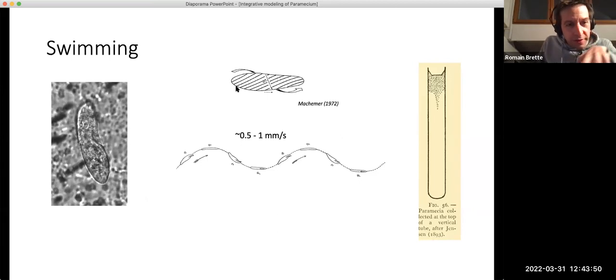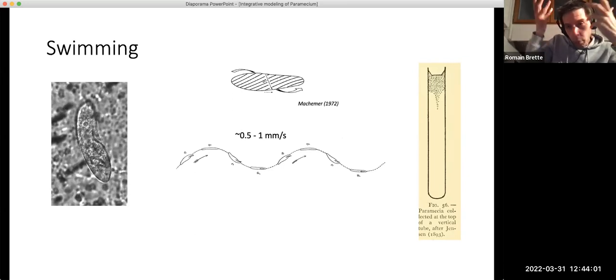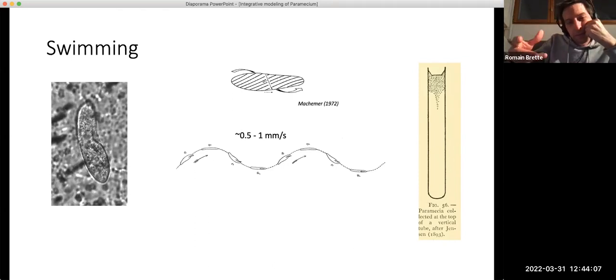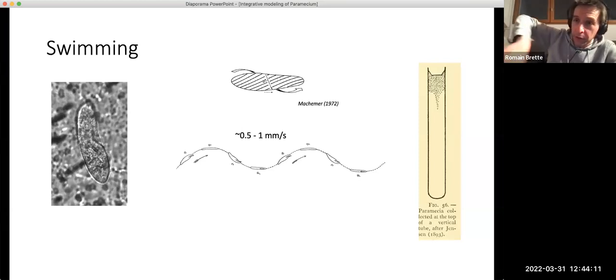Okay, so on the left, you see an immobilized paramecium against the filter. And so you can see the cilia beating. They beat very fast, like 20 hertz. And that produces a wave. It's called a metachronal wave on the body. And this wave makes the cell move forward in a spiraling movement.